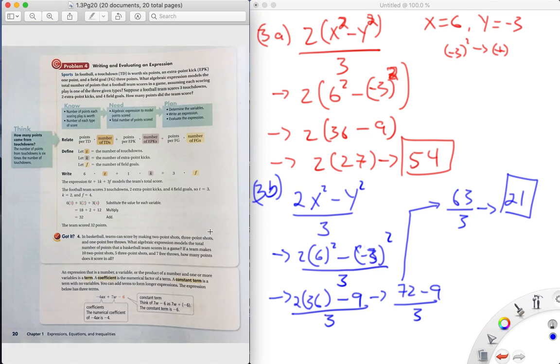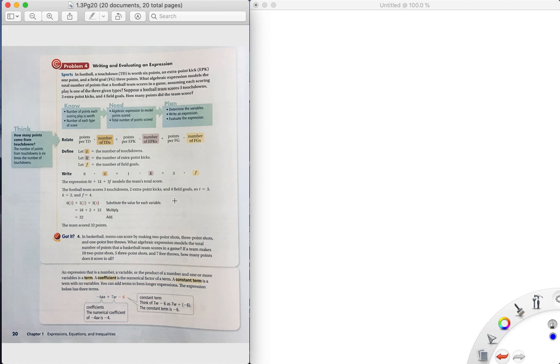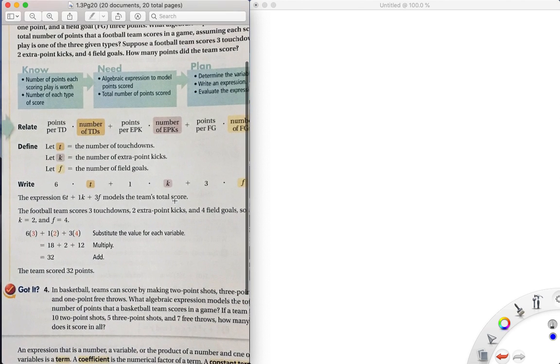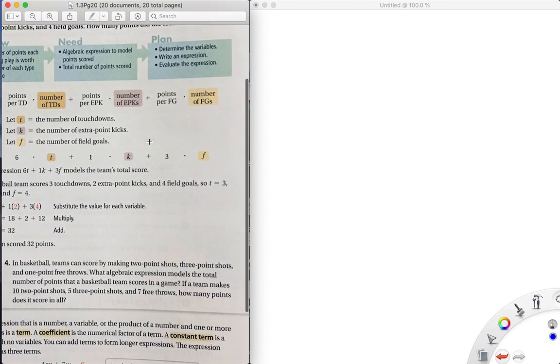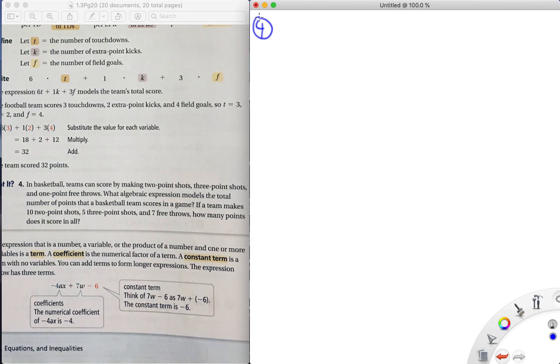Okay. Other writing expressions and stuff. I actually like this one, looking at it earlier. So here's what they did, which I kind of like. So I'll go to number 4. In basketball, they talked about scoring in terms of what they are. So we have 1 point, a basket. If you make a basket, it's worth 2 points, right?